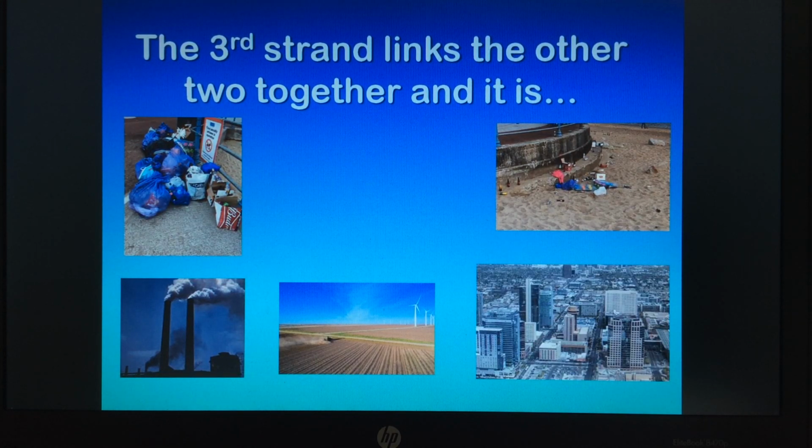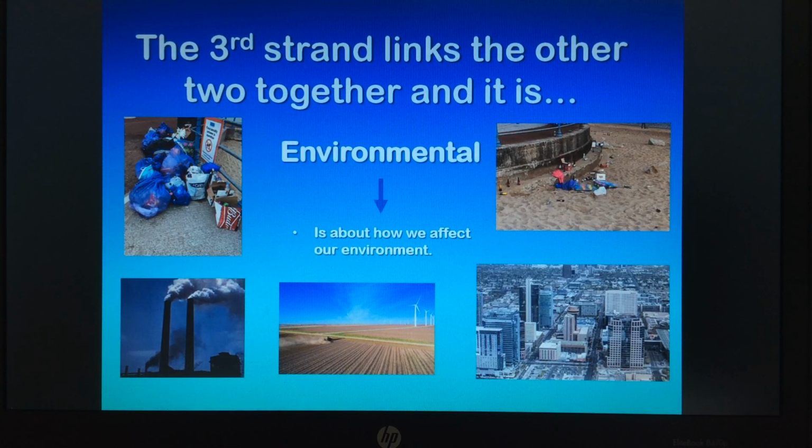Any guesses? It's environmental. This looks at how we, humans, affect our environment. Things like farming, pollution, energy generating, urbanisation, building of towns and cities, and litter. Now these two images, if I can just get my pointer, here and over here, are actually images of Morecambe Bay. So it's our local environment. It's concerned with how we look after and use our environment.